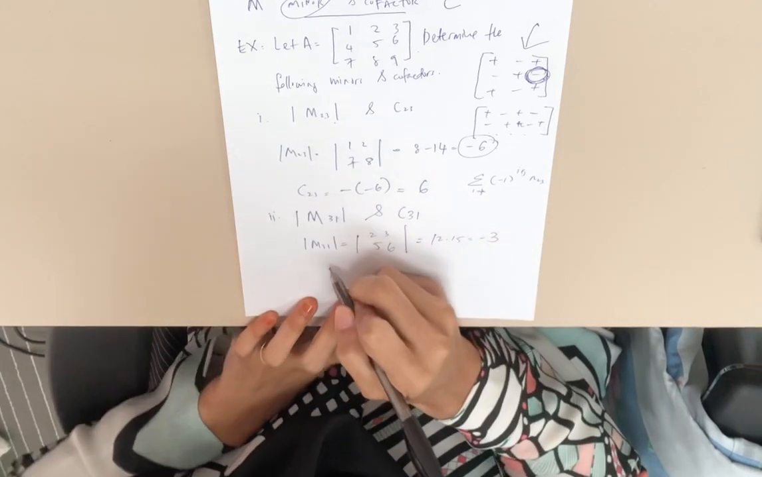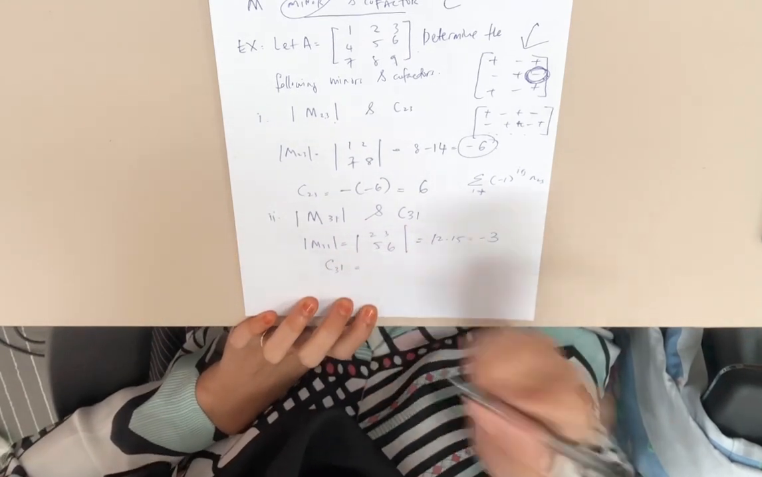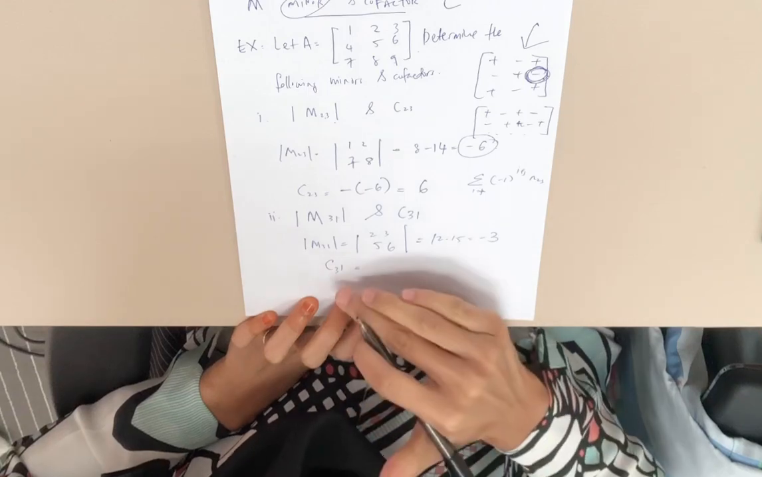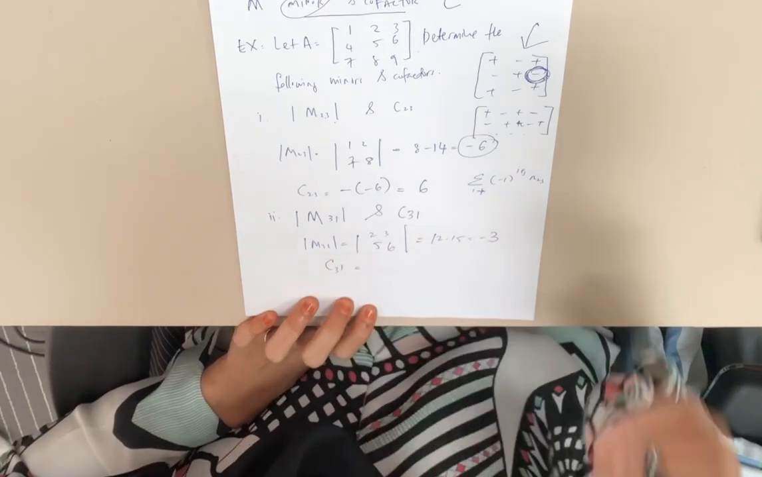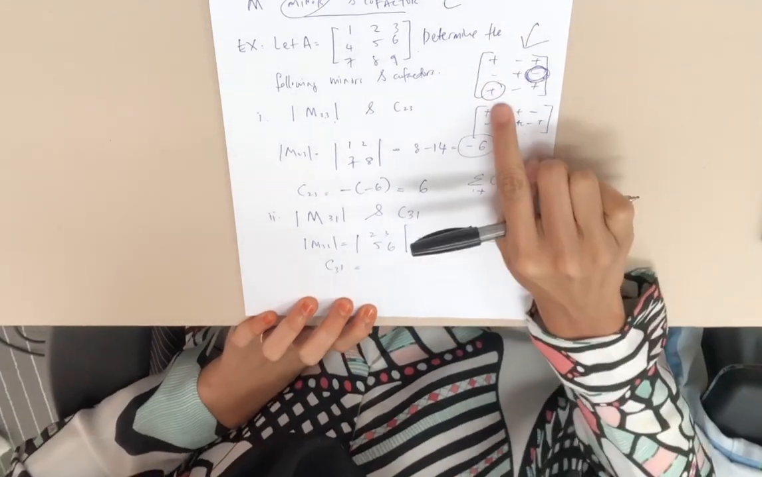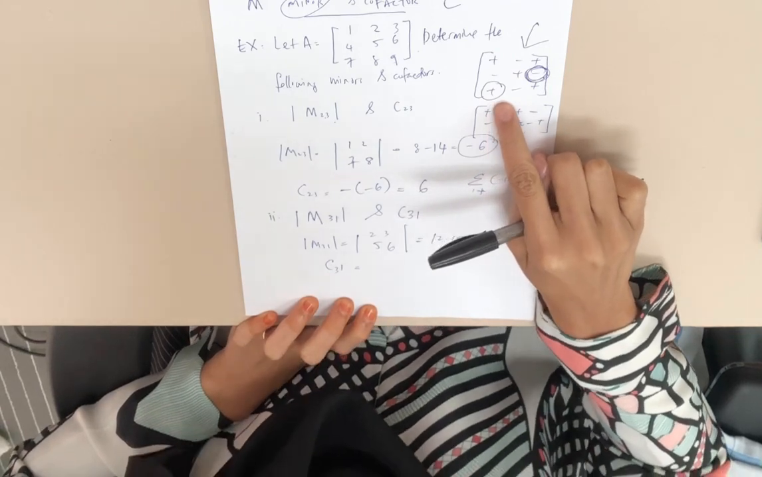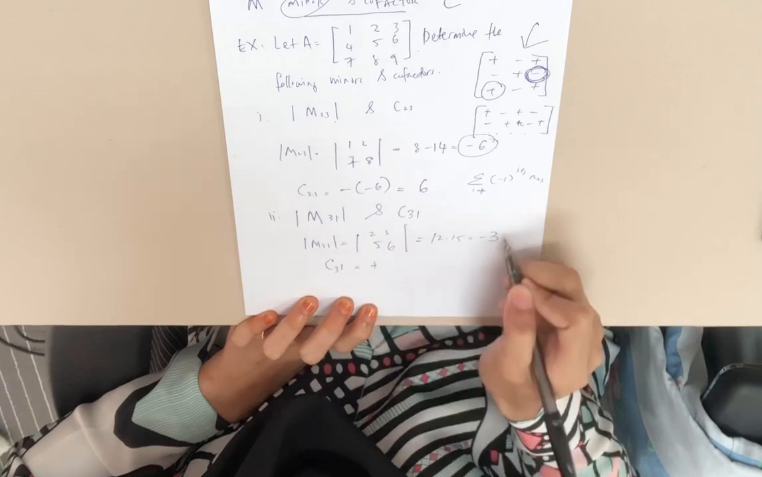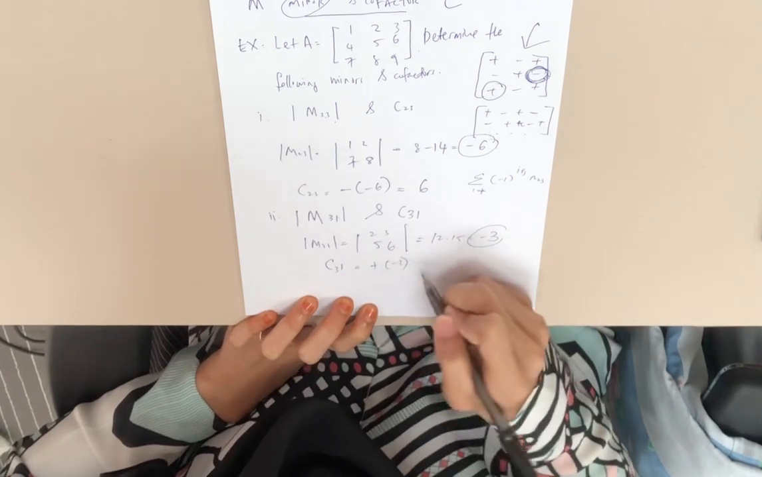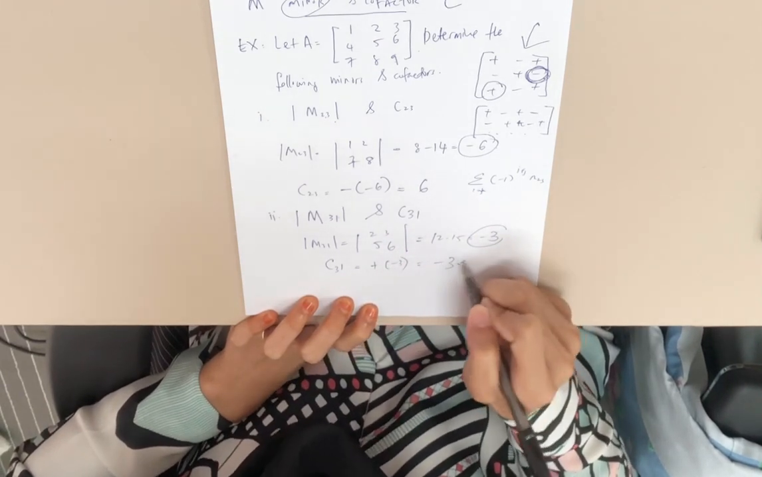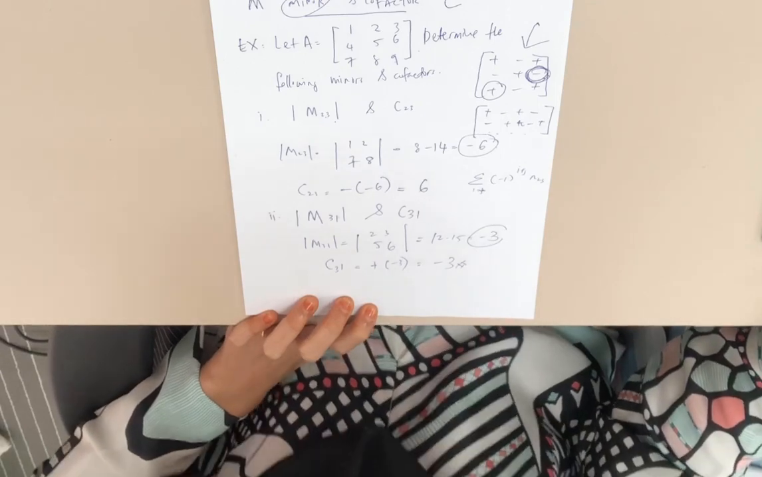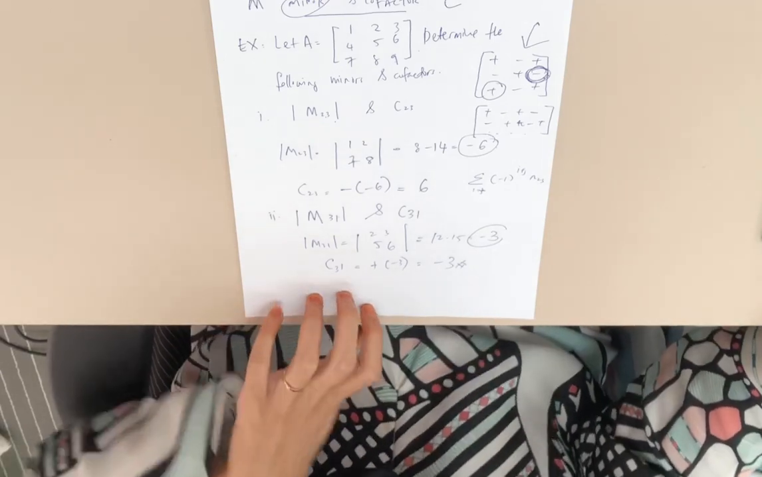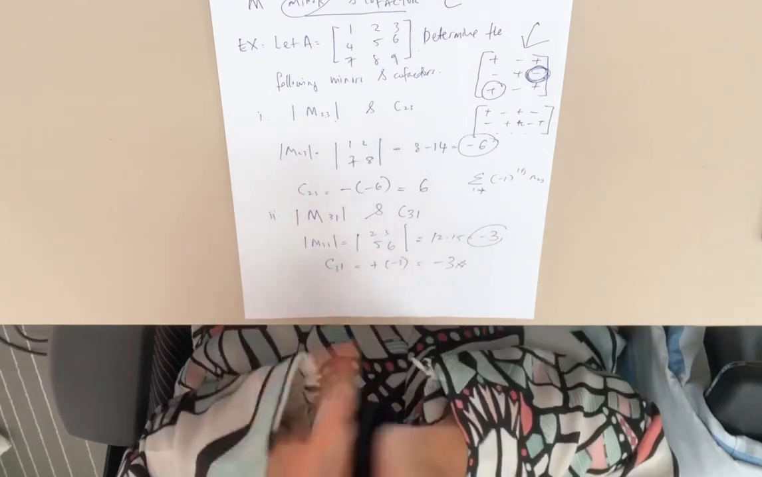For C31, same thing. You refer to row number 3, column number 1. And it's a positive sign. So therefore it's positive, and then here negative 3. Therefore your C31 is negative 3. So this is how we find minor and cofactor.